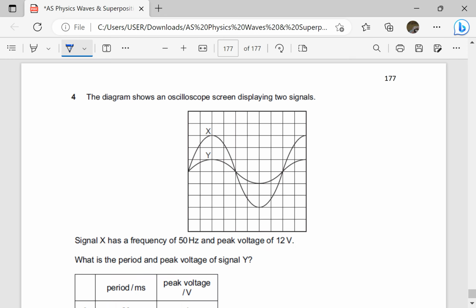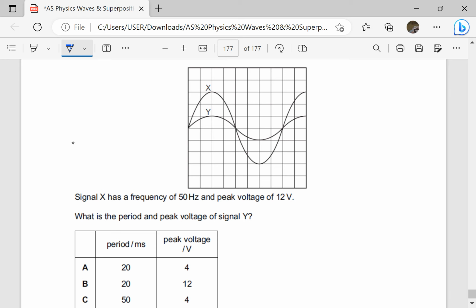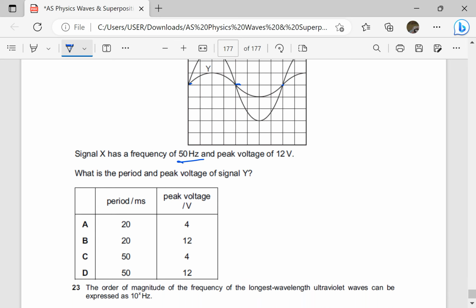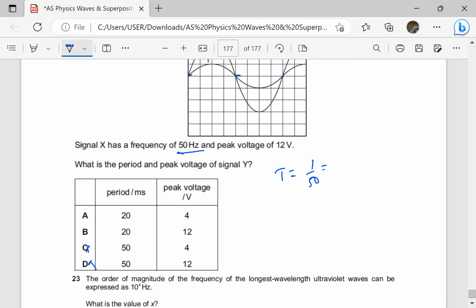The diagram shows an oscilloscope screen displaying two signals. It's almost a repetition. Signal X has frequency 50 Hz and a peak voltage of 12 volts. So you see they are meeting at these points, so they must be having the same frequency and therefore they have the same period. Okay? But we can find the period. Period is 1 over 50, which is 1 divided by 50, period is 20 milliseconds, so C and D are wrong.